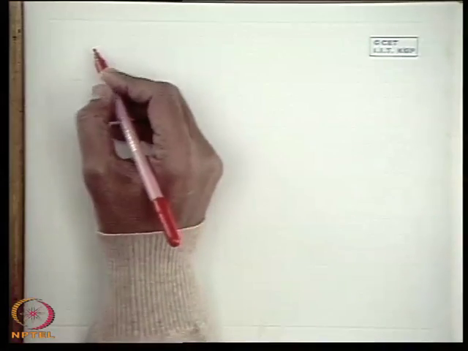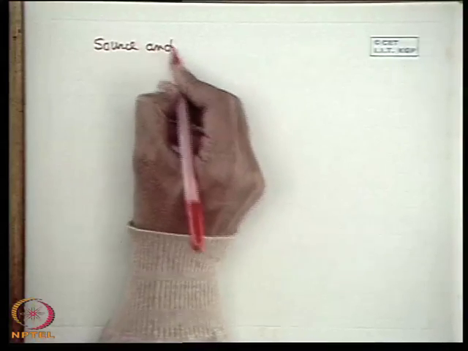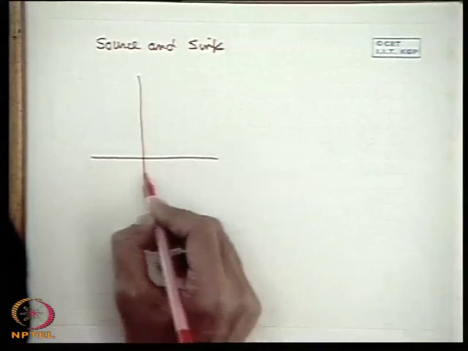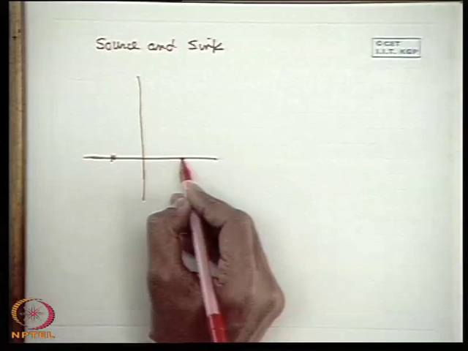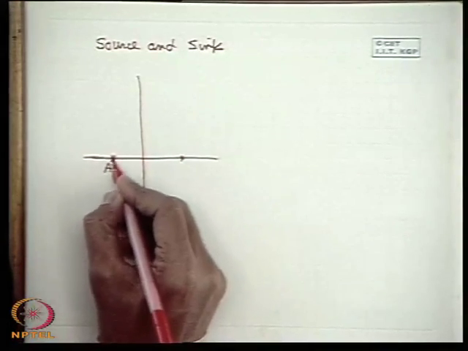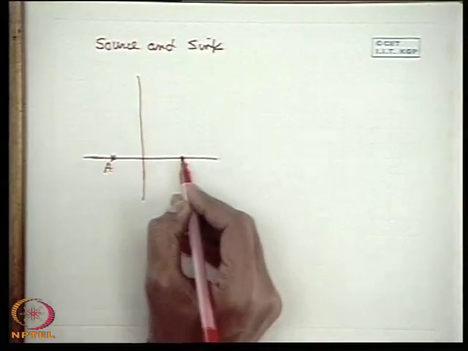With this basis, we can now first see the combination of source and sink. Let us consider a flow where a source and a sink are located like that. Let A be the source and B be the sink.